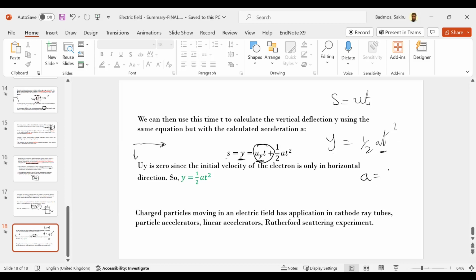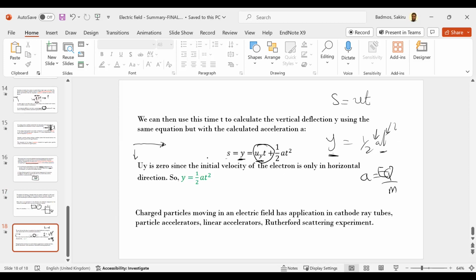I've also calculated a before. a is calculated using EQ over m. Okay, so with that, I can calculate the deflection, because I know a, I know t. So that's how you can calculate that deflection.